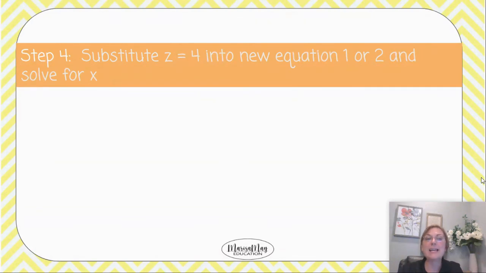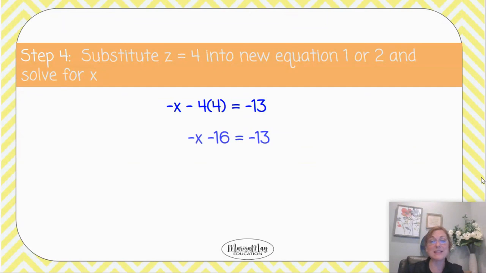So now we take z equals 4 and substitute it into either new equation 1 or new equation 2. I'm going to take new equation 2, which was -x minus 4z equals -13, and I put in 4 for z. That gives me -x minus 16 equals -13. I'm going to add 16 to both sides, divide by -1, and then I've got x equals -3. So now I know z is 4. I know x is -3.